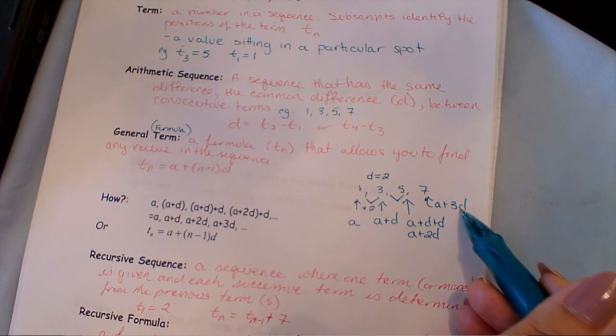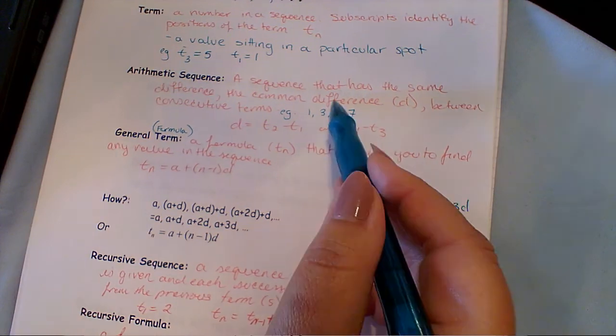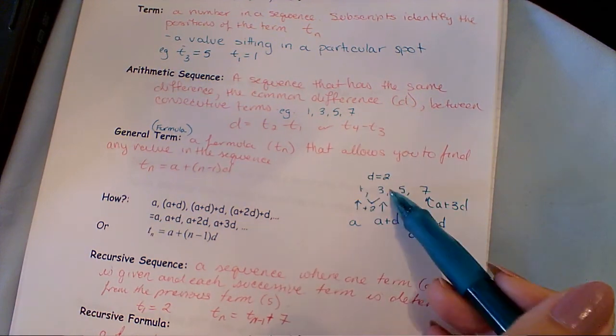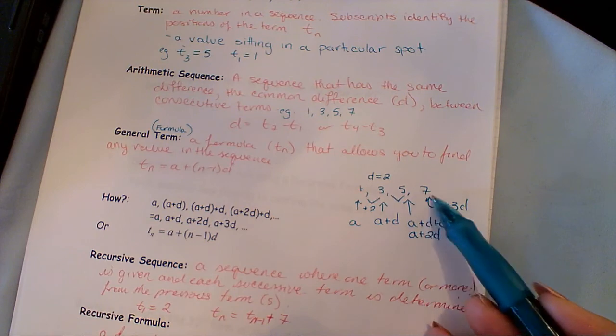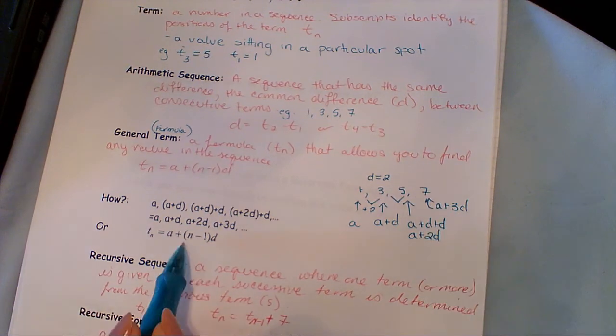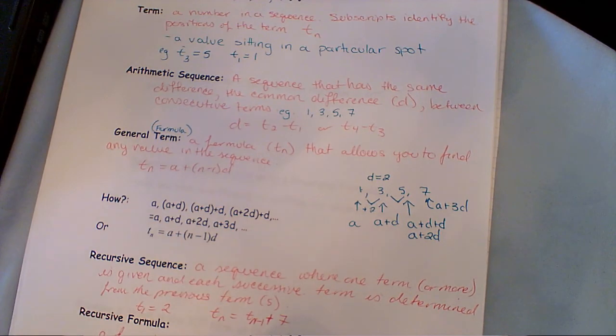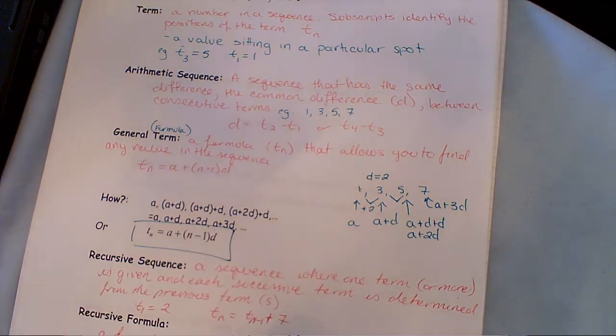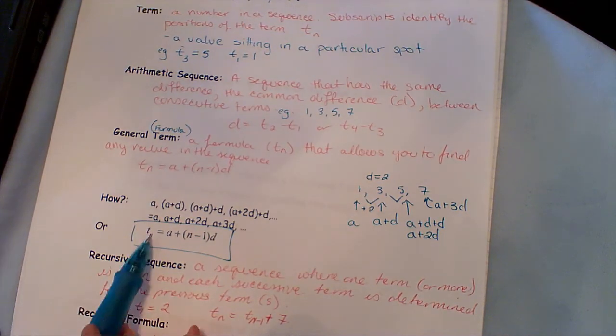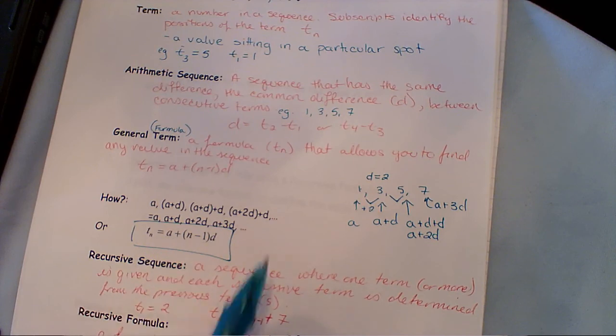So the number of differences that you have to add is always 1 less than the position number. And that's why it's n minus 1. To get to the fourth spot, we're going to have to add in 3 Ds. 4 minus 1 is 3. So n minus 1, the position value minus 1, is the number of Ds added on to the first term. This is your general arithmetic sequence formula: Tn equals A plus (n minus 1)D.